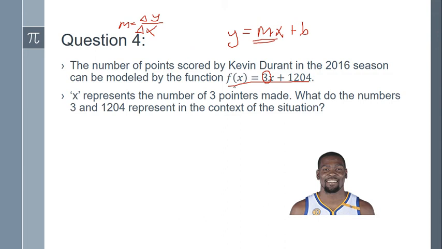Okay, so the y, our output here, is the number of points scored by Kevin Durant. So it's like points scored. So points per what? Remember the word per implies a rate, or multiplying or dividing by something. Points per, and then we have to see what the x represents. In this case, number of three-pointers made. Points per three-pointer, per one three-pointer.